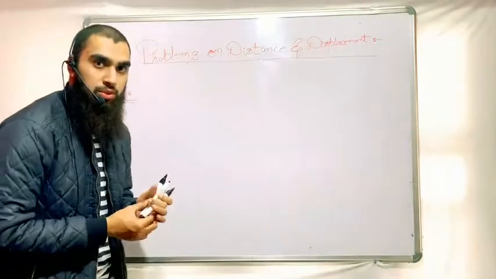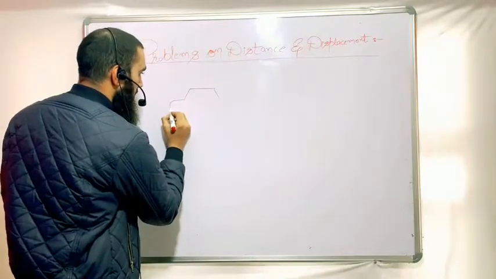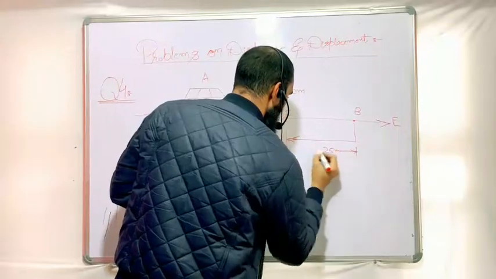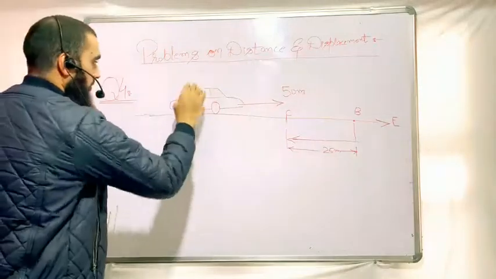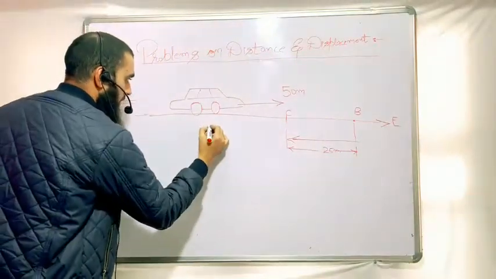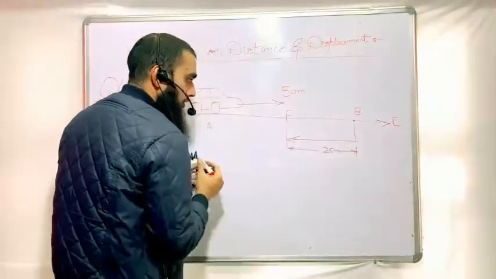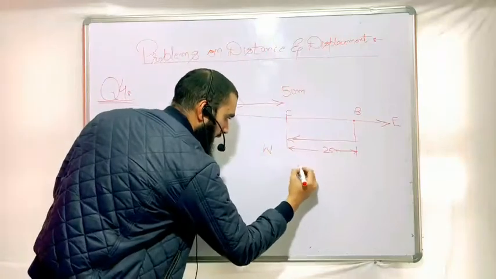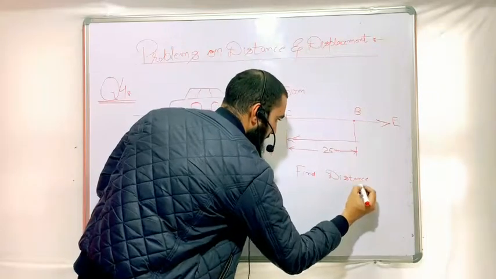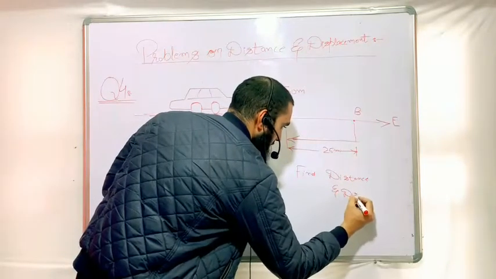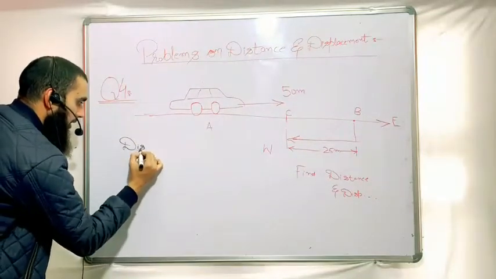We are moving on to question 4th. Suppose a car is moving 50 meters towards east and after that 25 meters towards west. The question is to find distance and displacement.